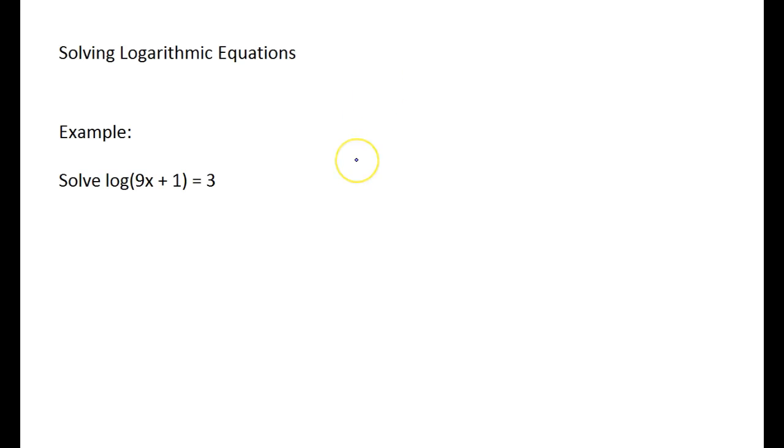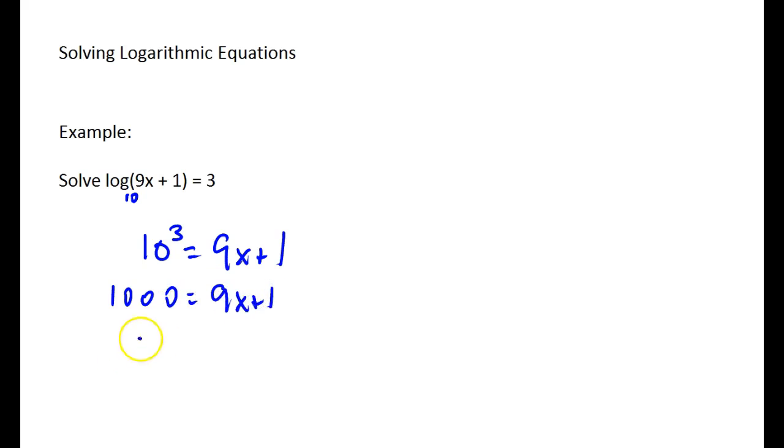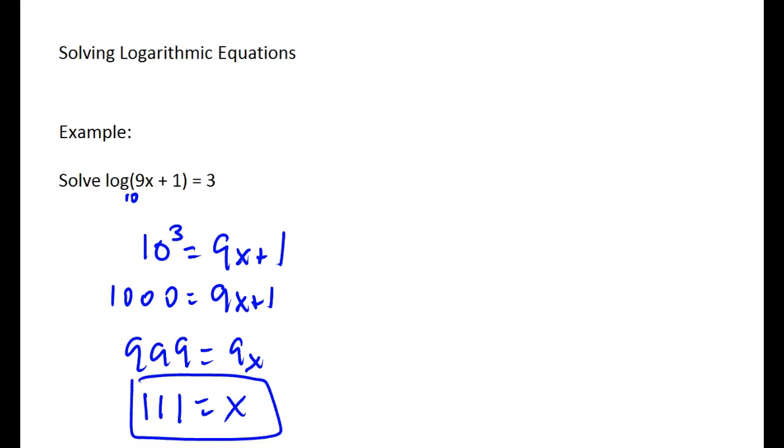Okay, so all of those examples used were exponential equations. Now we're going to solve logarithmic equations. And for this one, remember the base of a common log is 10. So I'm going to convert this to exponential form, and I get 10 to the third equals 9x plus 1. So 1,000 equals 9x plus 1. So 999 equals 9x. So 111 equals x.